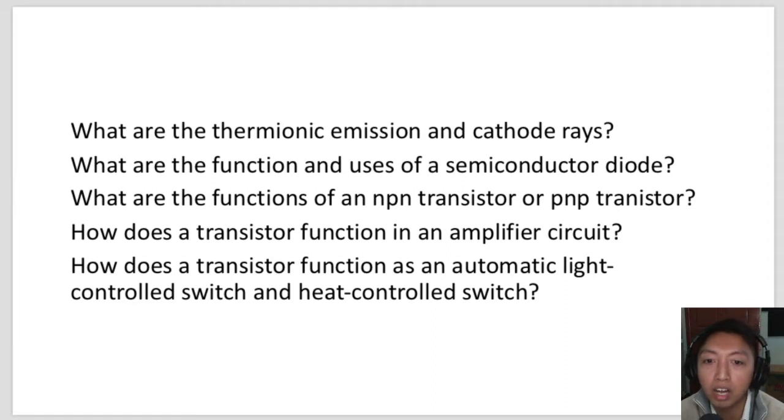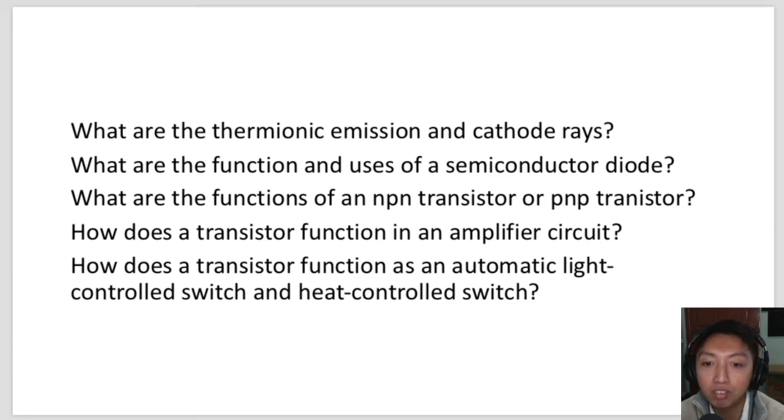Okay, so what are the thermionic emission and cathode rays? What are those? What are the functions and uses of a semiconductor diode? We've mentioned semiconductors before, where it's not completely a conductor, where electricity doesn't always easily flow through it, but it's not completely an insulator, meaning under certain conditions, electricity can flow through it. So we're going to take a look at how we can use these things in electronic devices.